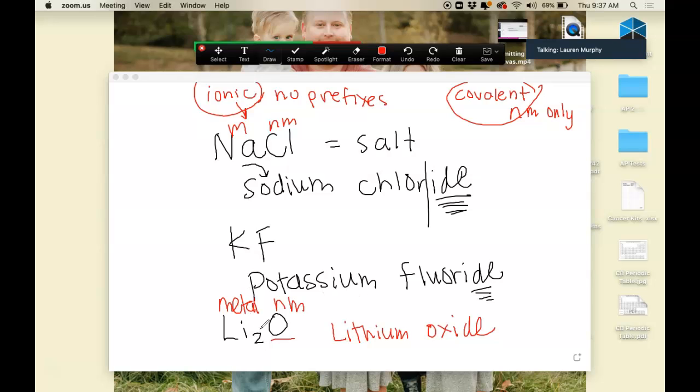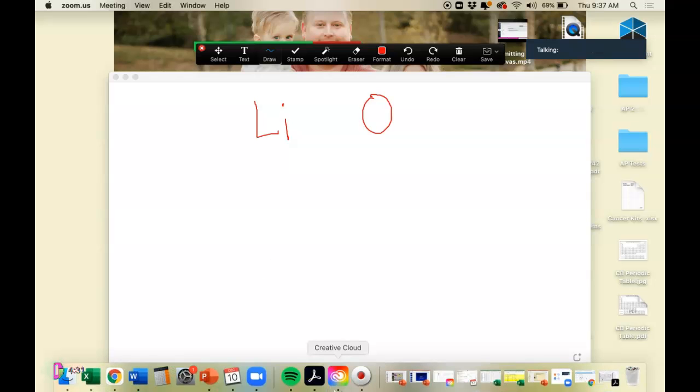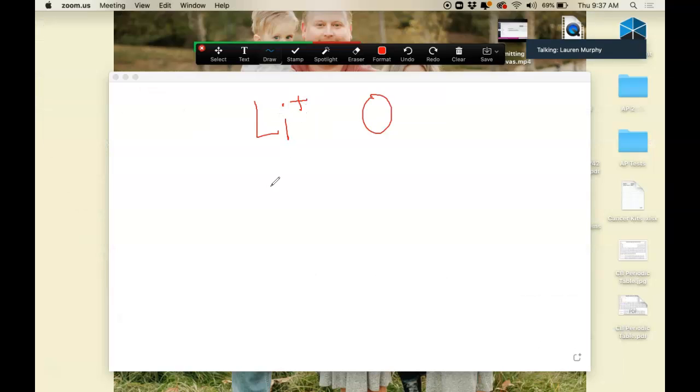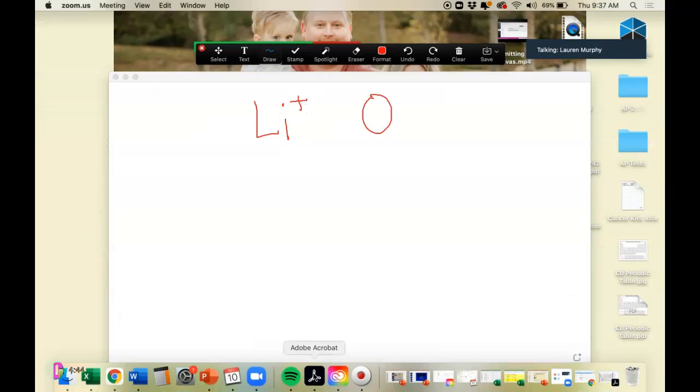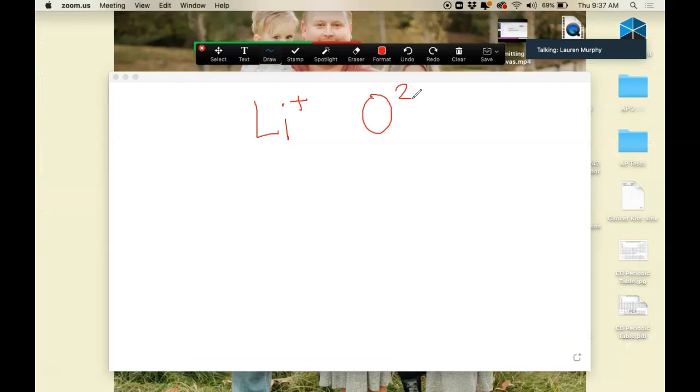And the question is, why is there a 2 here? So let's talk about that. This is where ionic compounds can get more complicated. Let's find lithium on the periodic table and let's find oxygen. Lithium is in my alkali metal family, so its common ion is +1. Go back and find oxygen. The oxygen is right here. What's its common ion? -2.